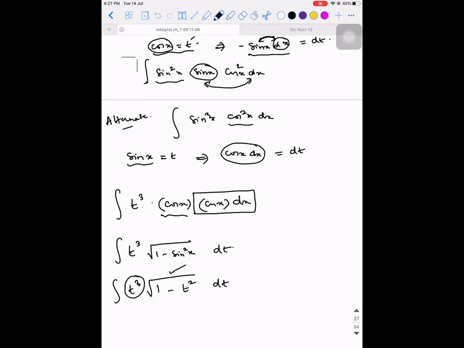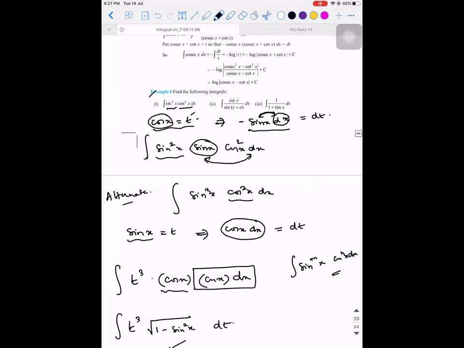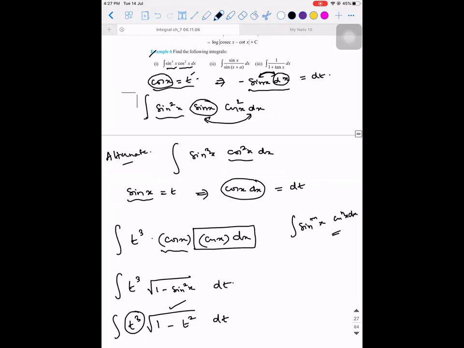So what are you able to understand from this approach? Whenever you have a question of sine power mx into cos power nx dx, which one should you substitute as t? It is the trigonometric function with the lesser power. To understand this, swap the question and try solving it. Had the question been cos cube x into sin square x, your answer would have been easy. You could have solved it.